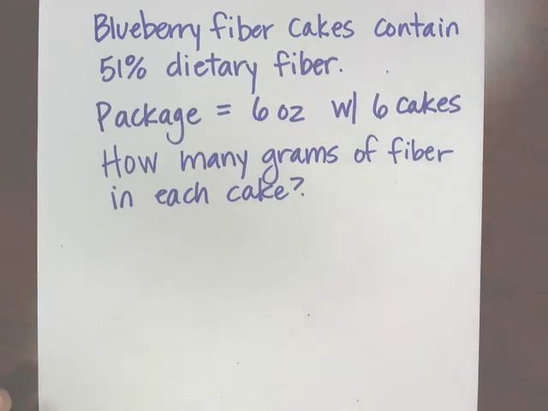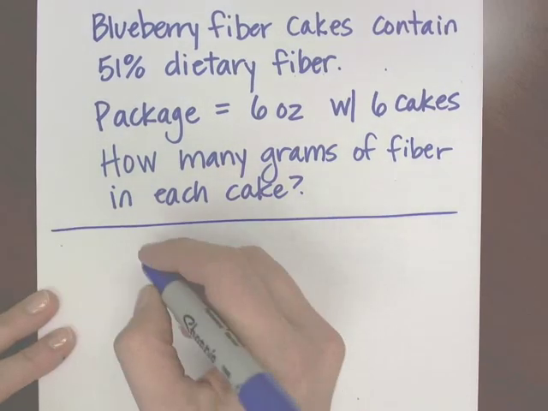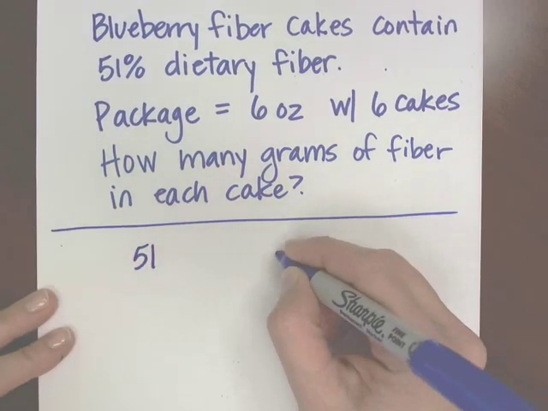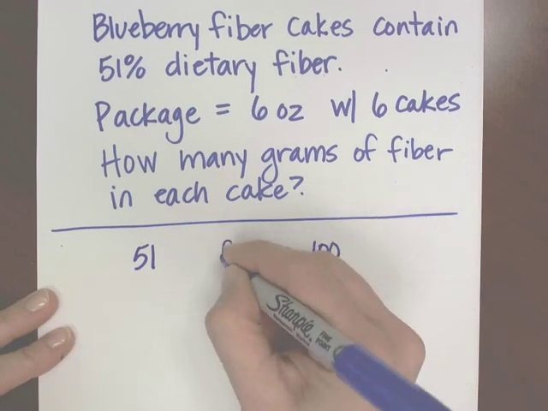I believe this is probably in the same problem, or toward the end of the homework, where you have another percent. Some blueberry fiber cakes contain 51% dietary fiber. So again, what can we do with that piece of information? We can write an equality with it. 51 parts out of 100 are fiber.